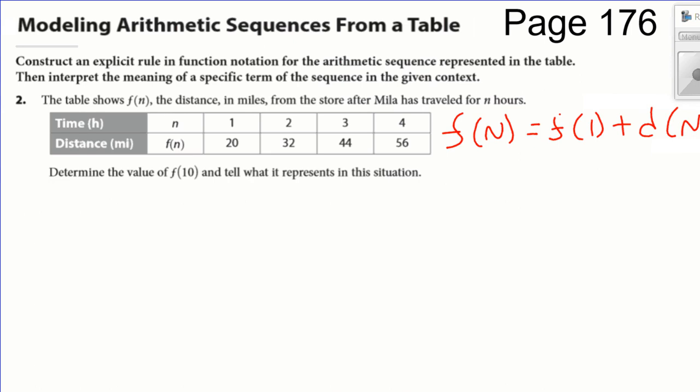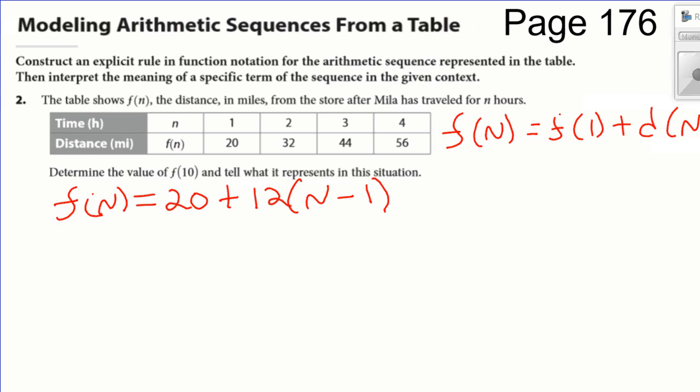Okay, so now I'm going to fill those values in for f of 1 and d. So I got f of n is equal to f of 1, which is my first term, 20, plus d, which is 12. I'm going to multiply that times n minus 1. So this is the explicit rule for this function or this sequence.